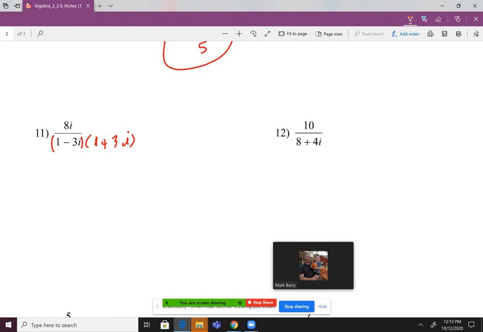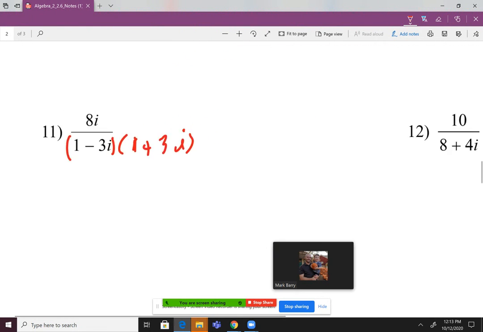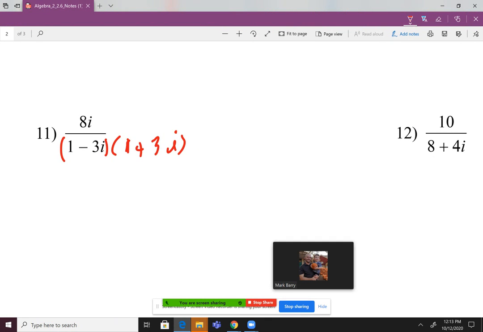I keep the first term the same, but I switch the sign in the middle. That's the conjugate. So it's not the full opposite. That's why I called it the half opposite, because the 1 is the same and the 3i is opposite. Well, if I do that to the denominator, I have to do that to the numerator as well.